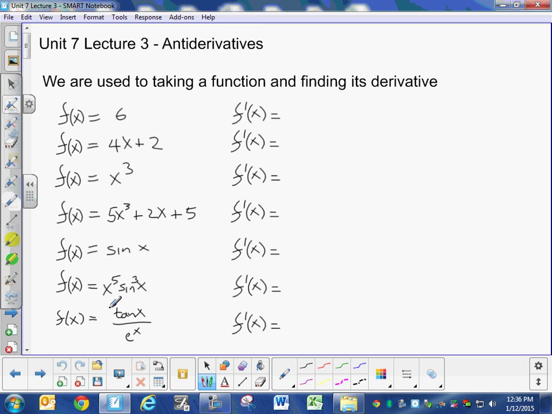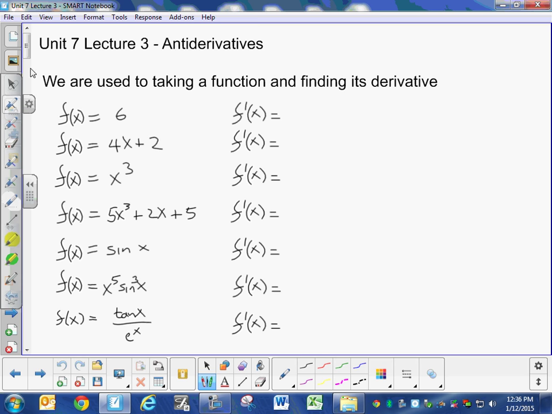Antiderivatives. We're going to stop area, leave the whole area realm. We're going to go into antiderivatives, and the last lesson will tie things together. But for today, you don't know how it's tied together. You just need to learn what an antiderivative is. Okay? So we know how to take derivatives.